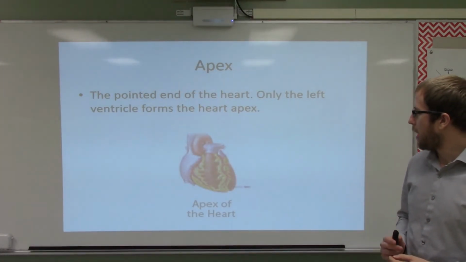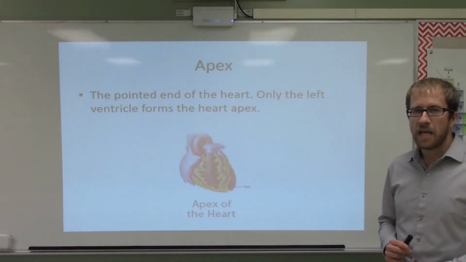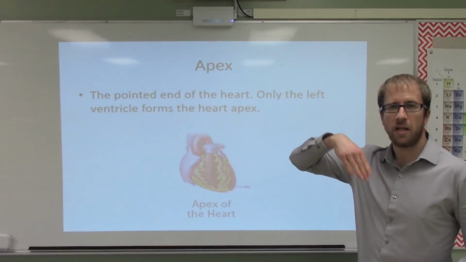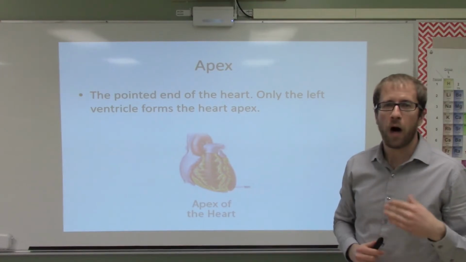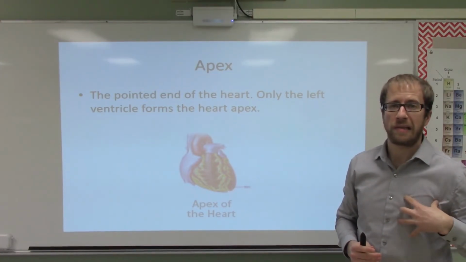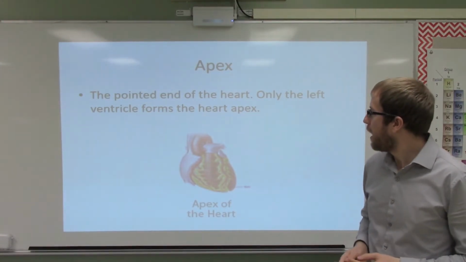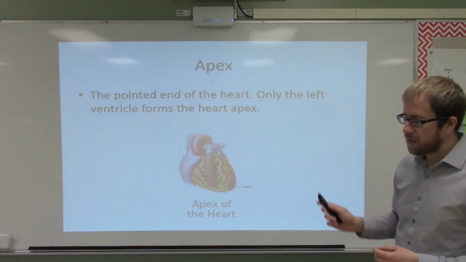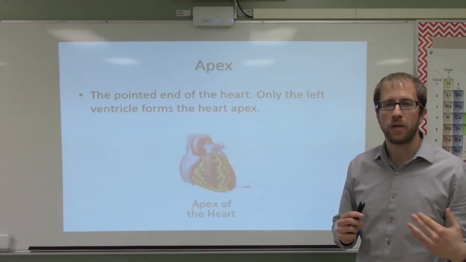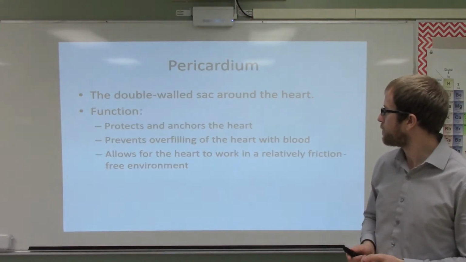That's the apex. Now the apex, again, points to the left, right? And that's why you have that smaller left lung versus right lung. And again, the apex is another important term for determining orientation of the heart.